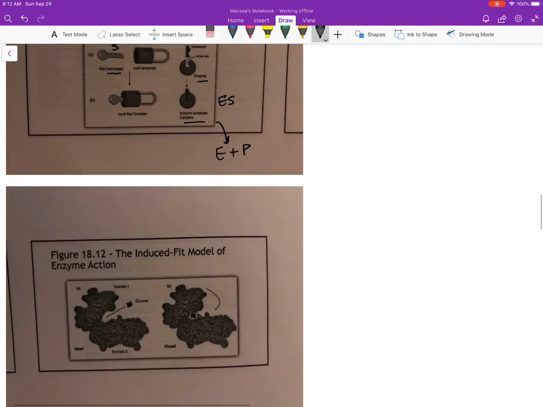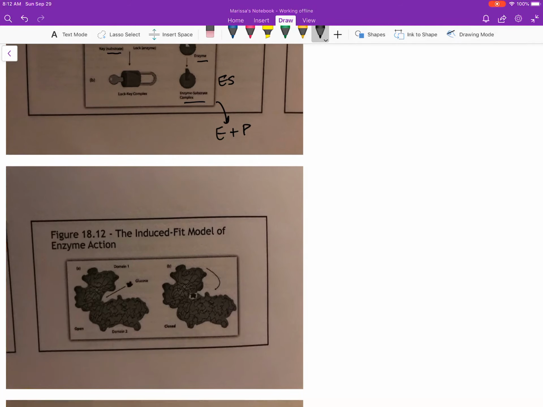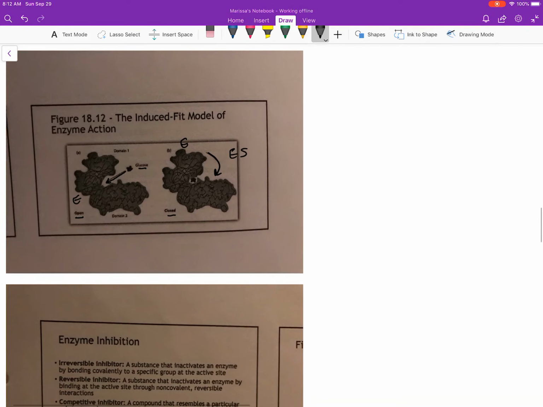Now, induced fit is a little bit different. So we have here, it says right here that it's open. This is our enzyme. Looks like a Pac-Man. And then we see that the glucose comes in here and binds. Upon the binding of glucose, what happens is the enzyme then shuts, producing the enzyme substrate complex. Okay, so this is the conformational change, the opening and the closing.